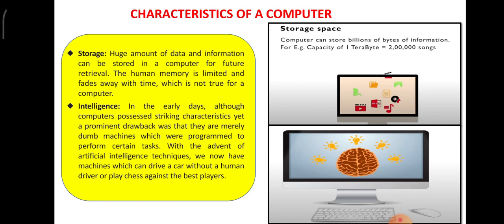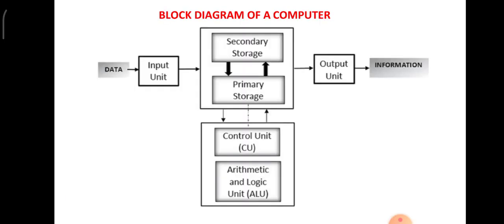And even chess, playing chess with the best players, the artificial intelligence that the present day computer is designed with, it can think on its own and perform. This is what is given in intelligence. Hope this is clear to you.